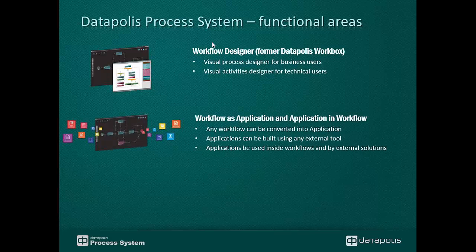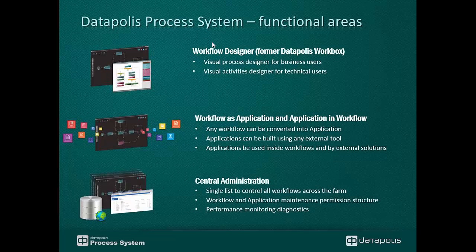The second element of our product is the applications. The applications are the workflows that you can use in other workflows. So this also can make your work easier. And the third element of our product is the central administration. This is the place where you can monitor all the activities that are currently ongoing on your server, and you can track all the settings, and you can just see if everything's working fine.